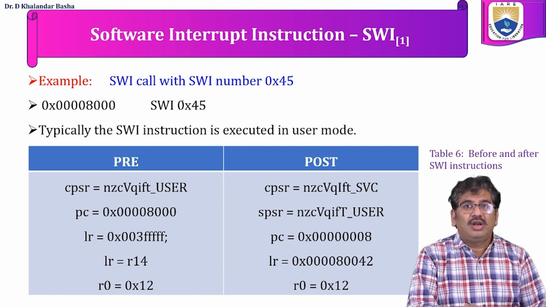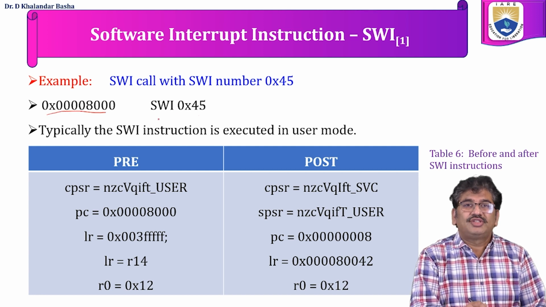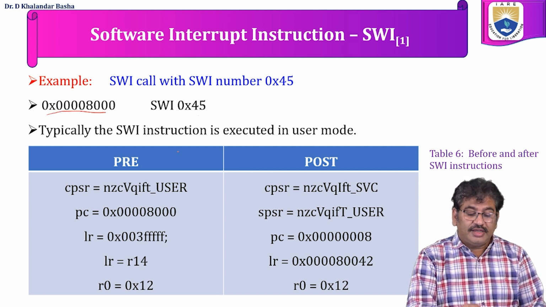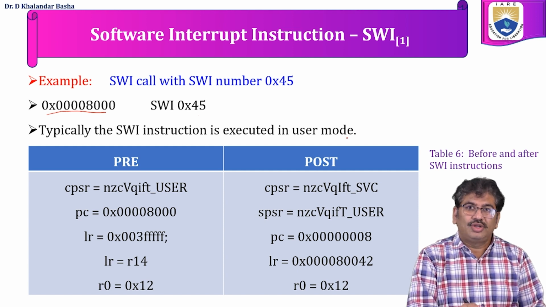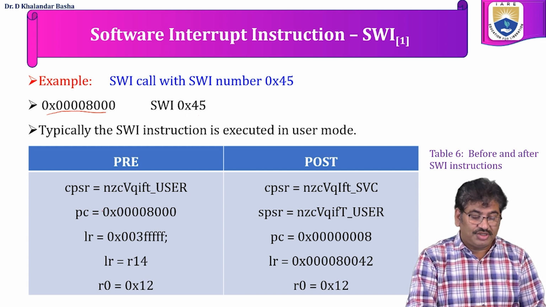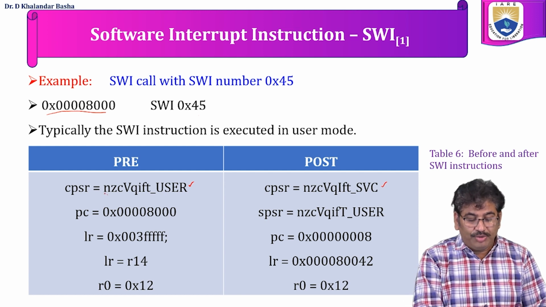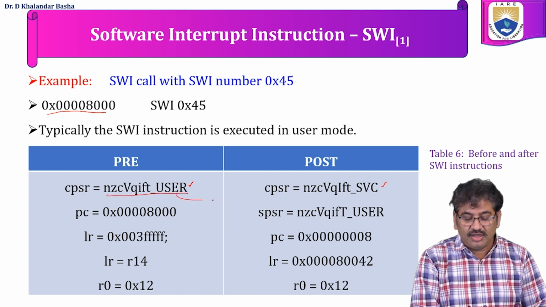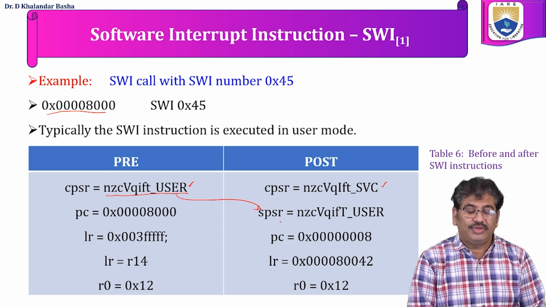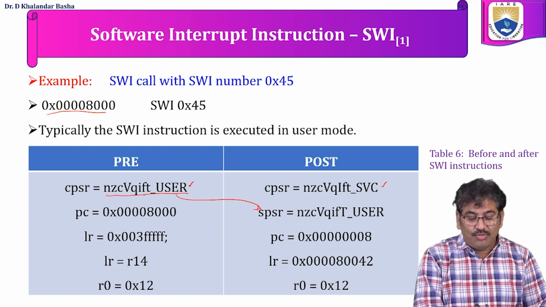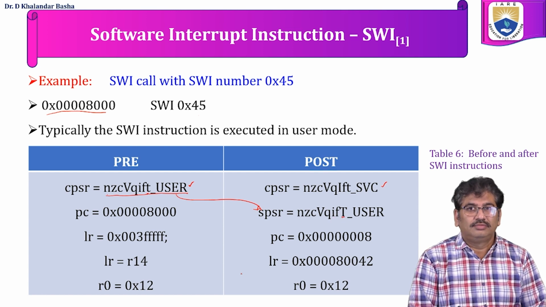Example, SWI call with 45 as the SWI number. The address we have is 8000H for the SWI instruction. This is the address of the SWI instruction in the program code. Typically, the SWI instruction is executed in user mode, so before executing the SWI instruction, the CPSR is in user mode. Now this CPSR will be changed to SVC mode. Whatever the previous CPSR values are, these will be stored in SPSR without any change. As it is Thumb mode, the T bit will be set to 1.